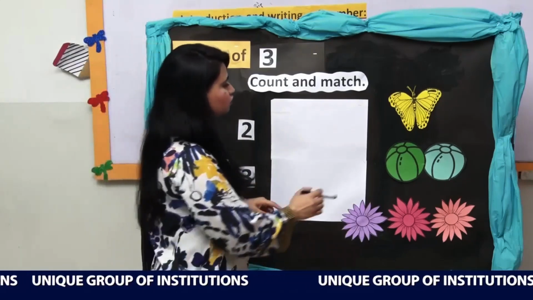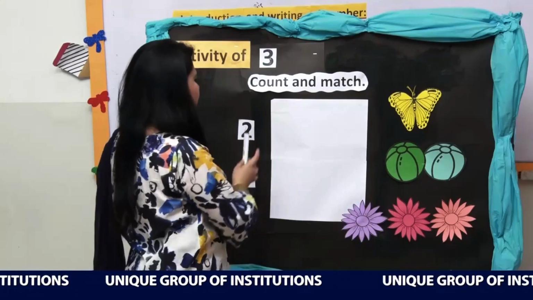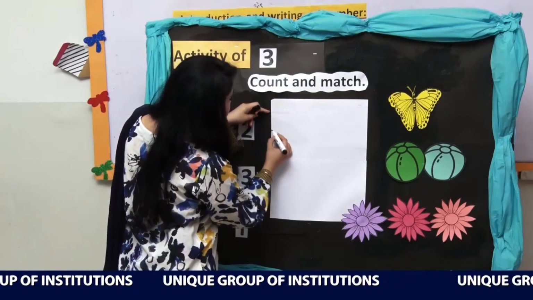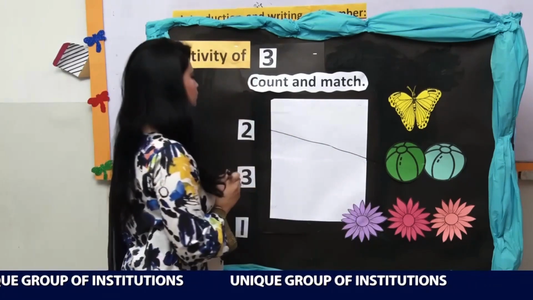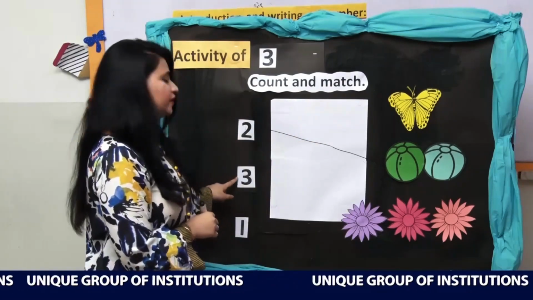Here are 2 balls. So we will match these balls with this number 2. You can use a scale to match it properly. This is 2. How many balls are there? 2. This is number 3.